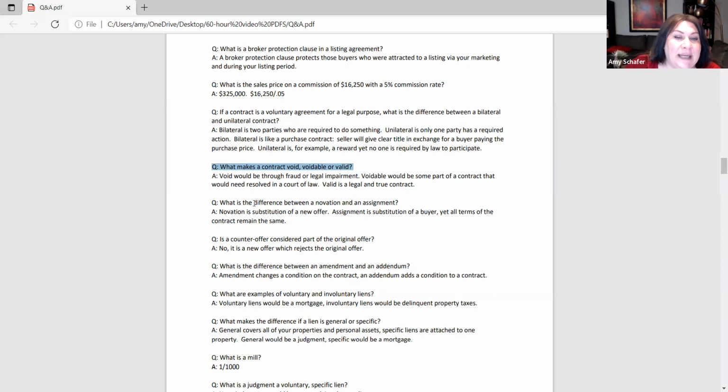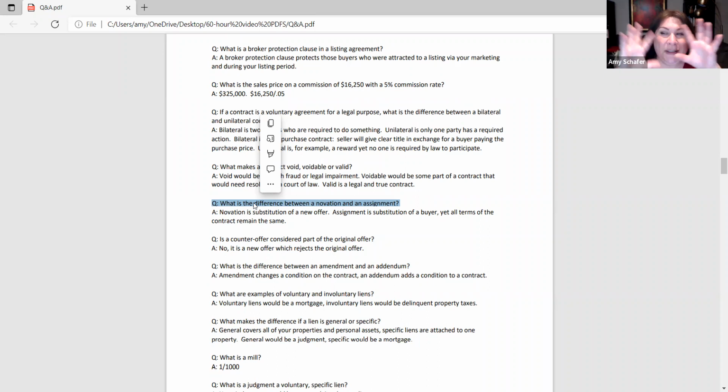A novation and an assignment. An assignment is a substitution of a buyer where all terms of the contract remain the same. And just like an assignment, with a novation all the contract's terms remain the same, including accepted states and timelines. But a novation is a substitution of a new offer, usually simply because we couldn't read the original, or too many things had been scratched out and initialed, and it wasn't clear what was actually agreed upon. So you know verbally, but maybe someone else can't interpret it or read it, like the lender.